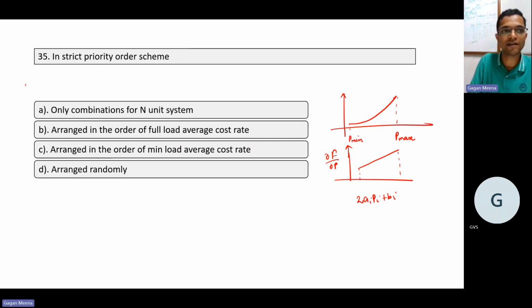When the demand is high, all the generators are on. When demand is less, and only if it is very less, only one generator is supplying it. So that one generator has to be the cheapest one. This should be the cheapest generator here and the costliest generator here.